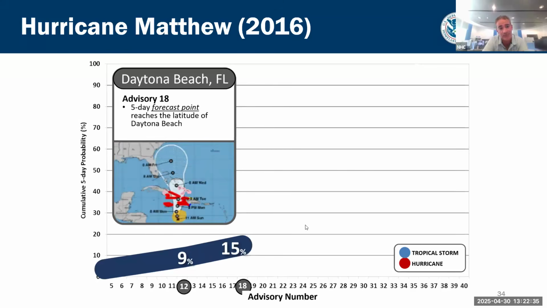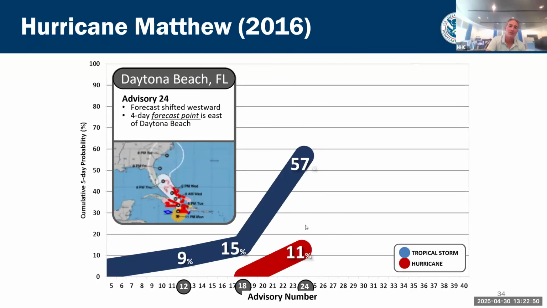All right, advisory 18, the 5-day forecast point has now reached the latitude of Daytona Beach. You're right at the edge of the cone. Probabilities of tropical storm force winds are up to 15%, still no chance of hurricane force winds. Here's where it gets bad. Advisory 24, pretty big shift to the left has occurred now from NHC. From experience, these paralleling tracks are a pain. And this does happen, just like that Tampa example for Charley and Ian. Same thing on the other coast. The 4-day forecast point is now just east of Daytona. The probabilities have shot up. 57% chance of tropical storm force winds, 11% chance of hurricane force winds.